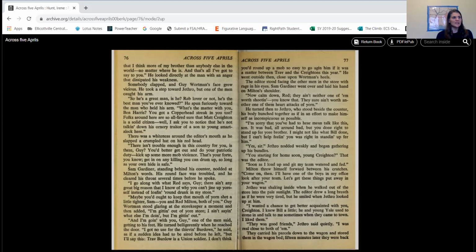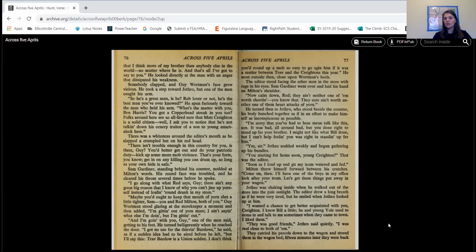The editor stood facing the other men in the store with rage in his eyes. Sam Gardner went over and laid his hand on Milton's shoulder. Now calm down, Red. They ain't neither one of them worth shooting. You know that. They sure ain't worth another one of them heart attacks of yourn.